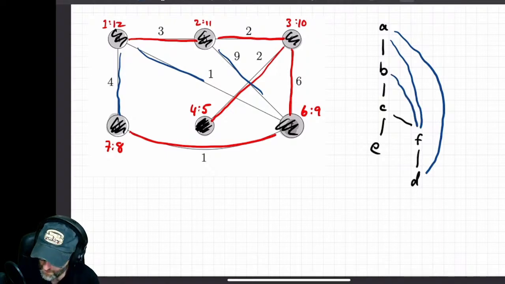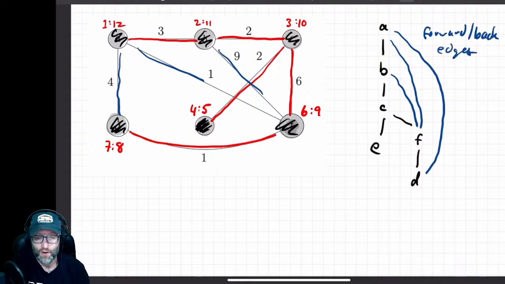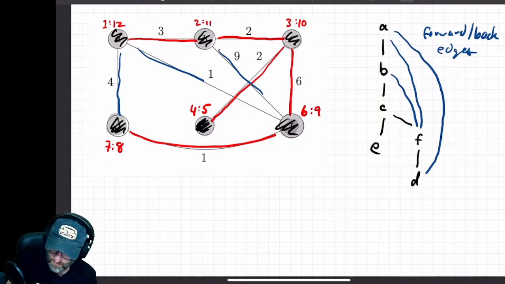All right. These are all forward slash back. Remember, there's no orientation here. So forward edges and back edges are the same edges. It was kind of a trick question to ask for cross edges in an undirected graph in the DFS tree because there are none, right? Okay. That's DFS.